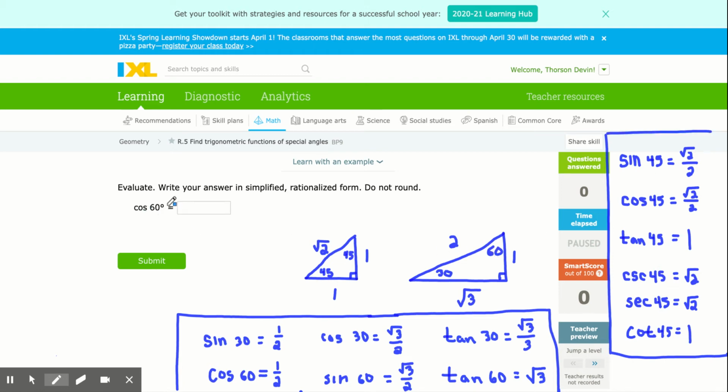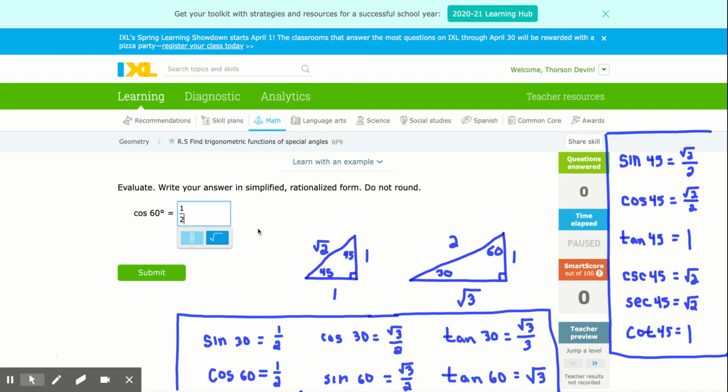So when it says the cosine of 60, I see this 60-degree angle here. Cosine is adjacent over hypotenuse. It's 1 over 2, or the cosine of 60 is 1/2, which, by the way, is the same as the sine of 30.